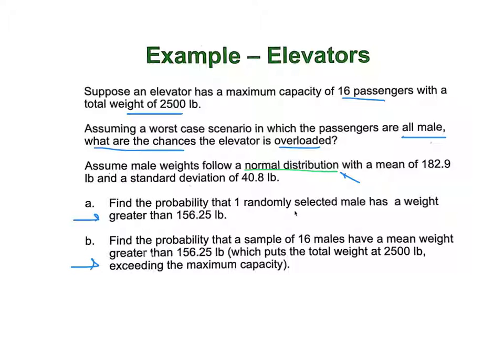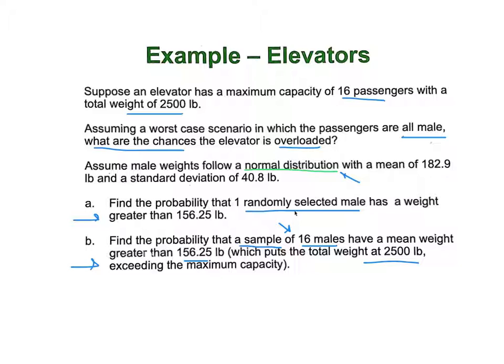Part B, find the probability the sample, that's different, of 16 males have a mean weight greater than 156.25, which means it would exceed 2,500 pounds, which means bad news for those on the elevator. So I'm going to show you how both of these work. The difference, and this is a huge difference, is that one is just for one randomly selected male. The other one is a sample.